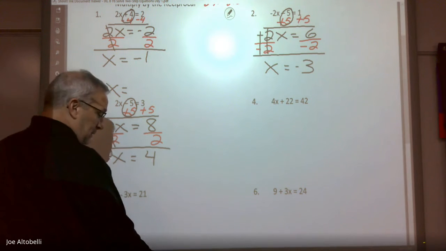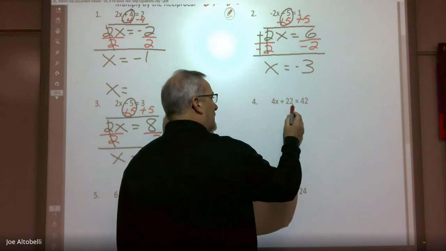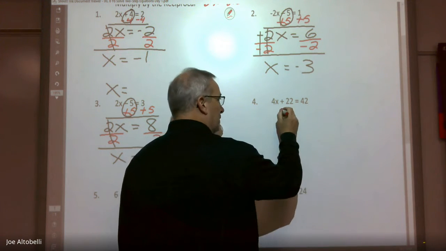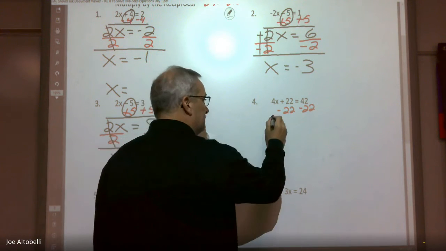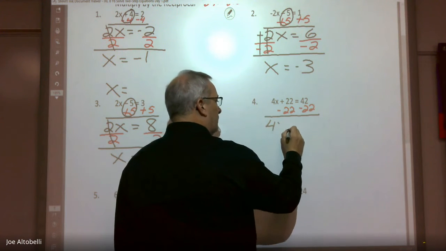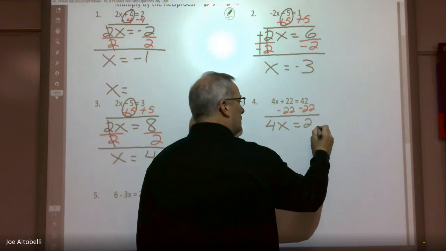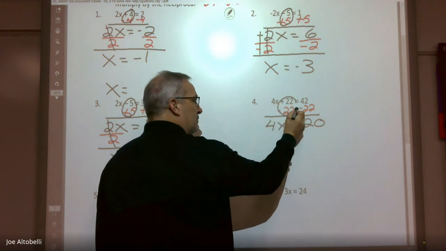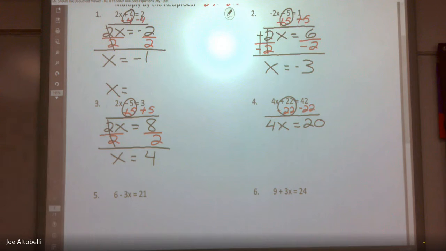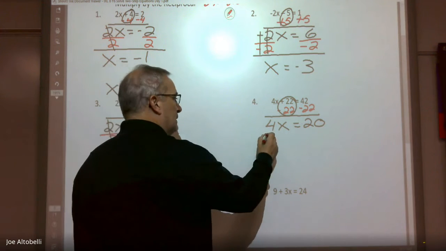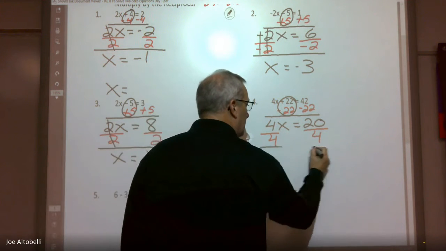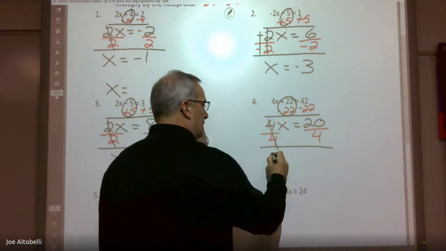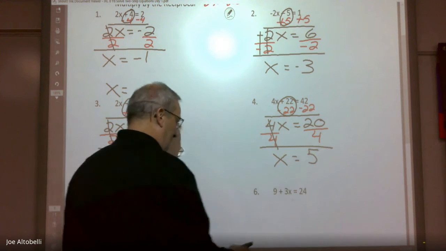Number 4. How do I undo adding 22? Subtract 22. Subtract the 22. So I'm left with 4x equals 20. Remember, this zeroes out. That's why I did it. And then how do I undo multiplying by 4? Divide by 4. This cancels. So I have x equals 5.